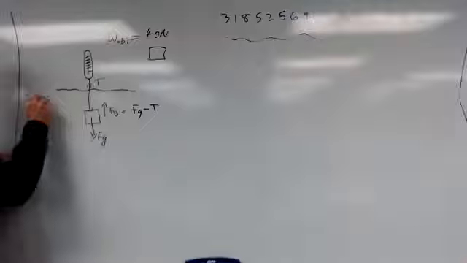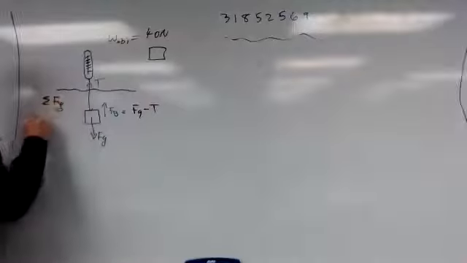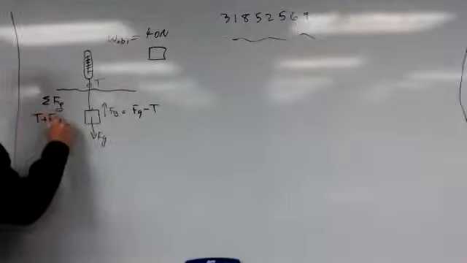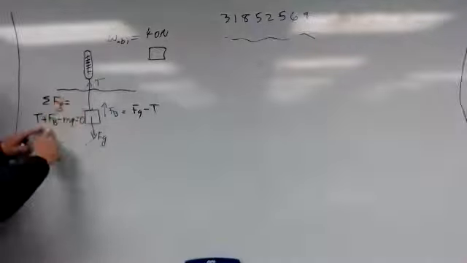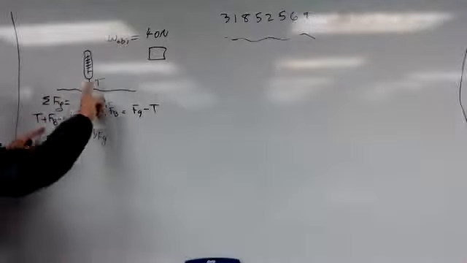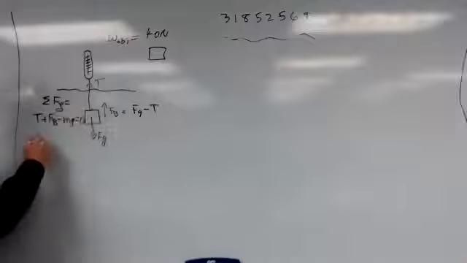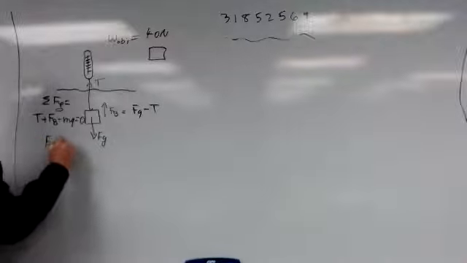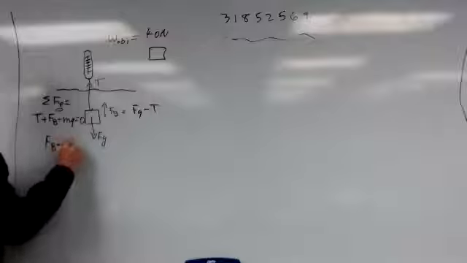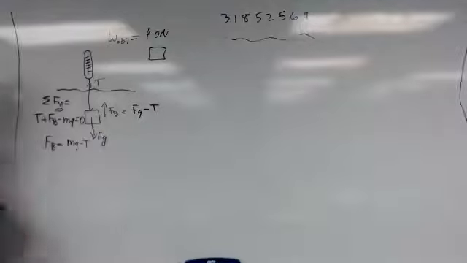Because if I do the sum of the forces in the y direction, they're T plus FB minus mg equals 0. That's the sum of the forces in the y direction. There's a tension up and a buoyant force up and a force of gravity down. And so my buoyant force is equal to the force of gravity, mg, minus the tension. That's what I get for that.